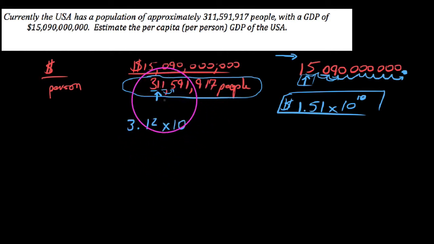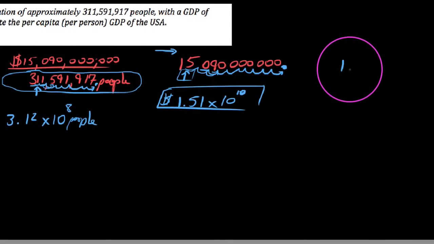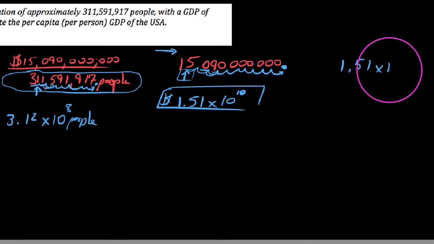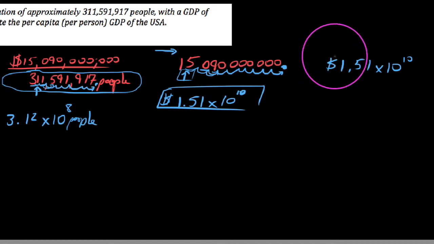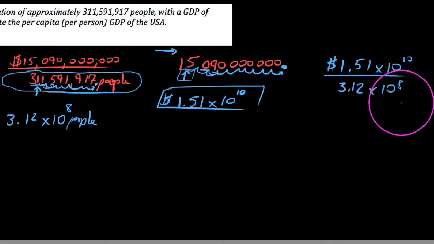Well, in order to figure out that what, we're going to count from where the decimal should be to where the decimal is currently, which is at the end of the number. And so I count 1, 2, 3, 4, 5, 6, 7, 8 places. So 10 to the 8th, and this is people. So now to re-express the original quotient that we had here, we have 1.51 times 10 to the 10th dollars for 3.12 times 10 to the 8th people.